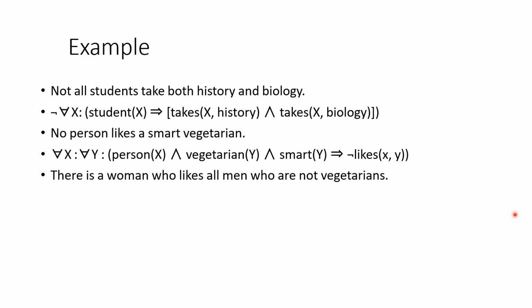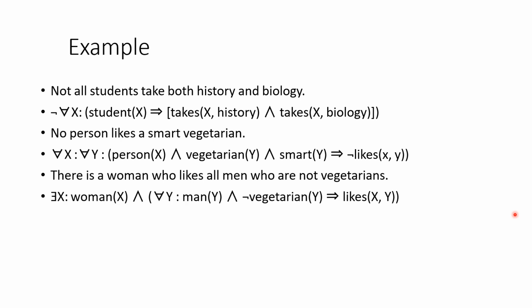There is a woman who likes all men who are not vegetarian. So there is a woman, that means some X. Woman of X, X is a woman. And what is her property? She likes all men who are not vegetarian. So for all men we represent using the universal quantifier for all Y, man of Y and also not vegetarian Y implies that, as given, she likes all men. So likes X comma Y.